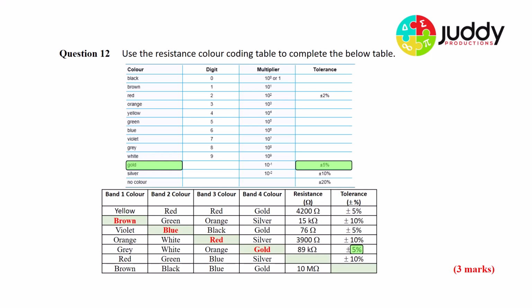Example number 4, we had to calculate the color of the fourth band. The fourth band gives us the tolerance. We're told it's plus or minus 5%. Plus or minus 5% is the color gold, so gold is entered in.